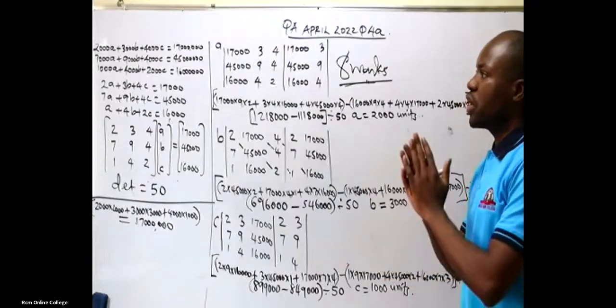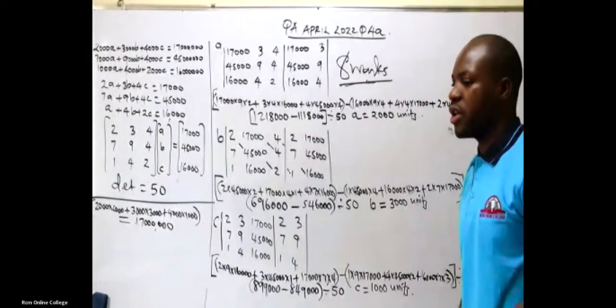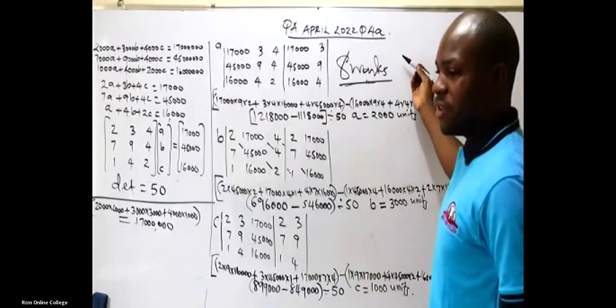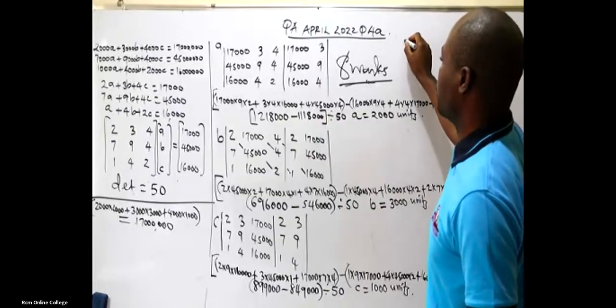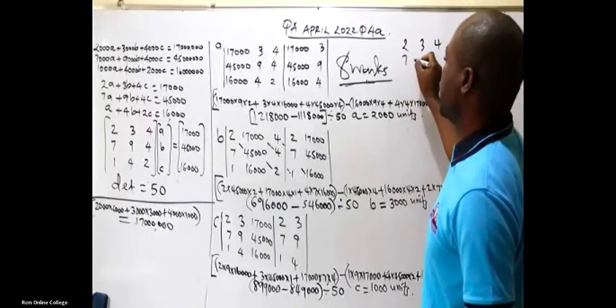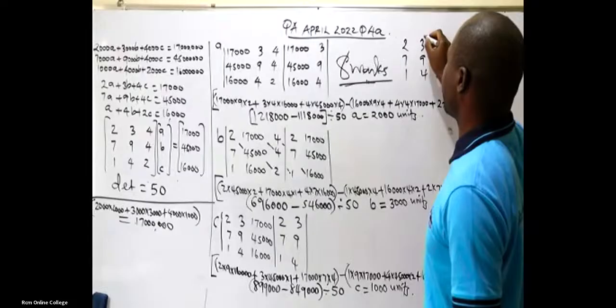Of course, we need to look at another method which is called the inverse method. This inverse method is an interesting one. Imagine this matrix: 2, 3, 4; 7, 9, 4; 1, 4, 2. Let me just give you a test.